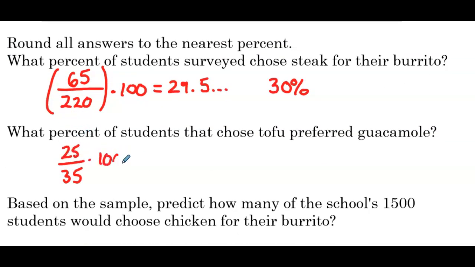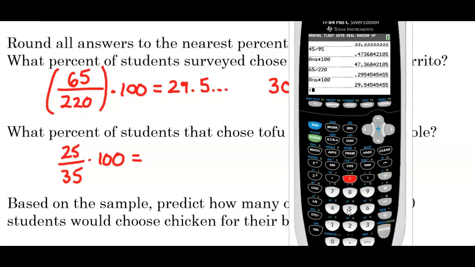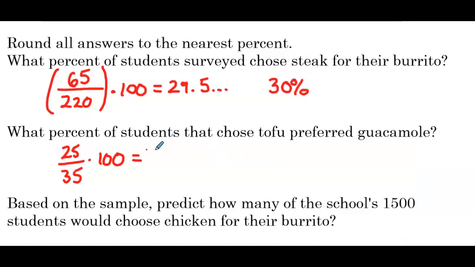And then times 100. Okay, so going to our calculator, so we'll use parentheses now. So 25 divided by 35, and then times 100. So 71.4, and a few more after that. So rounding to the nearest percent, that would be 71%. So 71% of students that chose tofu preferred guacamole on their burrito.